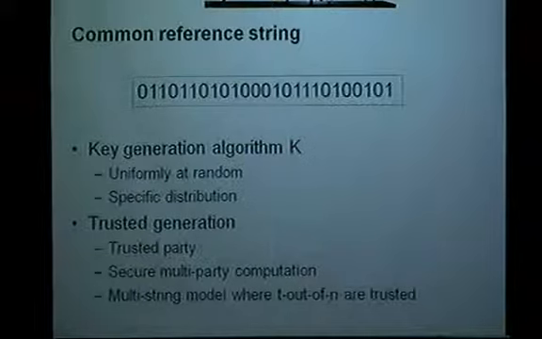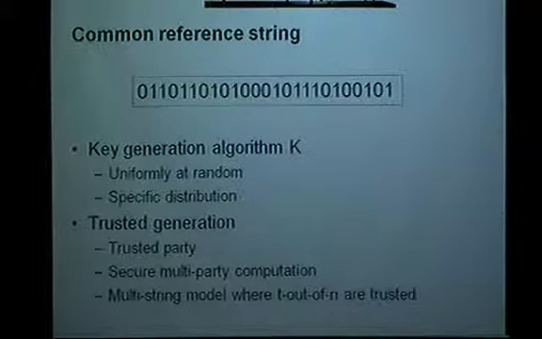The common reference string model basically says that there's a bit string that's available to both the prover and the verifier. And we're assuming that this common reference string has been generated honestly. It could be either a uniform random distribution of bits, or it could be that it's some kind of specific distribution. And the example I'm going to give later assumes a very specific type of common reference string. And I'm not going to talk much about how this common reference string comes about.